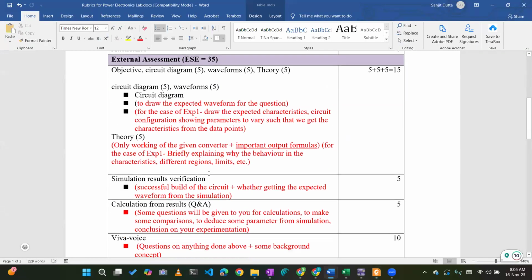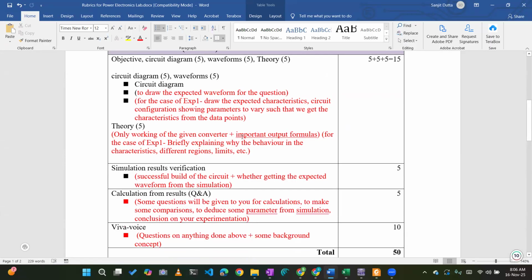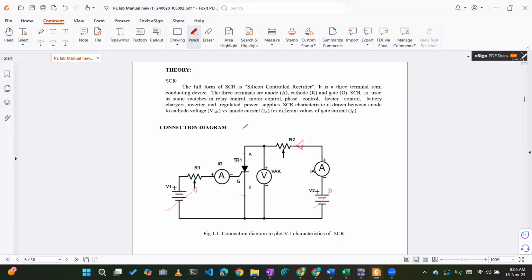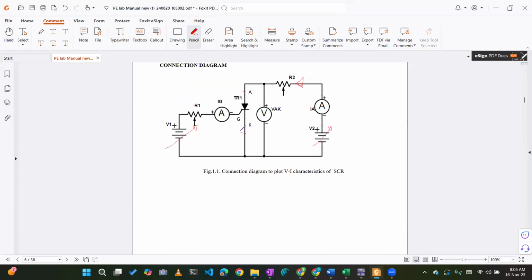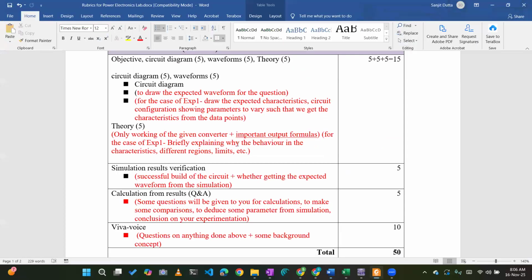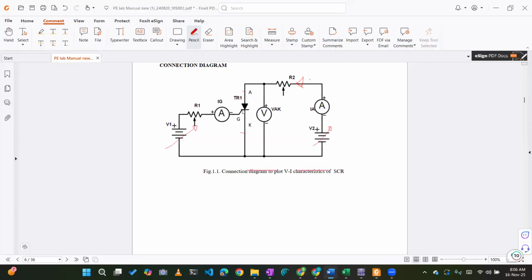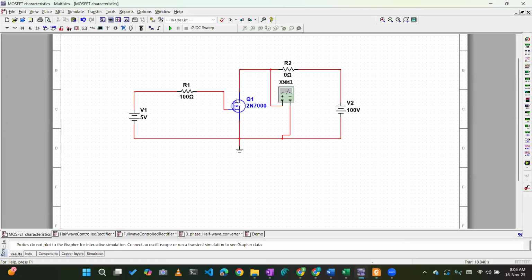And then some important latching current, holding current definitions. Suppose saturation for MOSFET, you can write what is the saturation region, linear region, cutoff region. That much will come in the theory. That's it. Now the simulation is this.